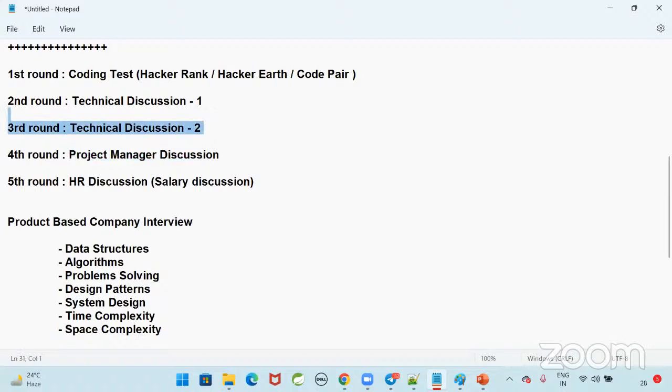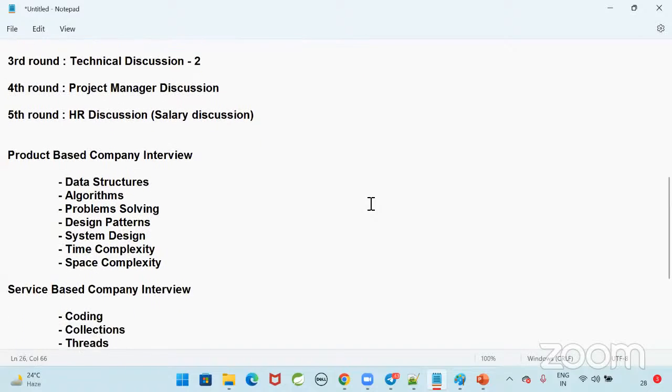In the technical rounds, they are going to ask technical questions. In the coding round, they will give some problems and ask you to write the code. A coding test will be there.